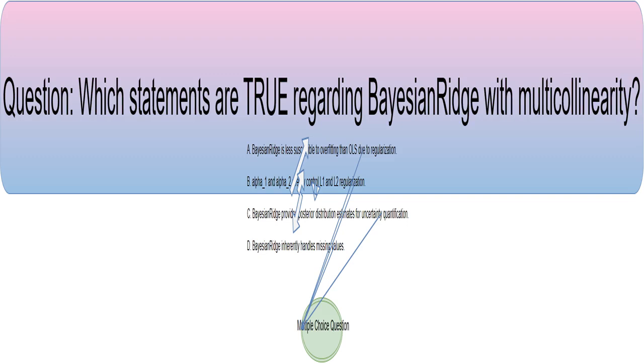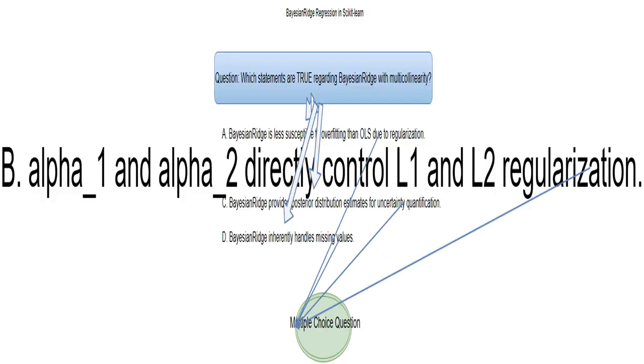I see, you're asking about the truthfulness of statements related to using BayesianRidge regression, a method from Sklearn, specifically when there's high correlation between predictor variables, multicollinearity. We need to check which statement is correct about this approach. Cool. This statement is false.